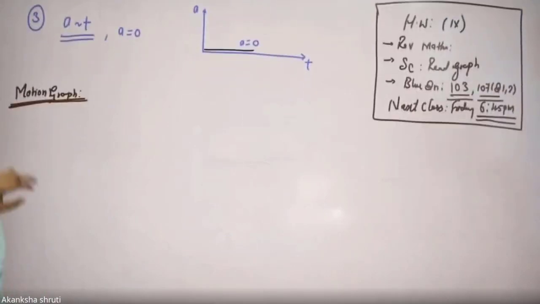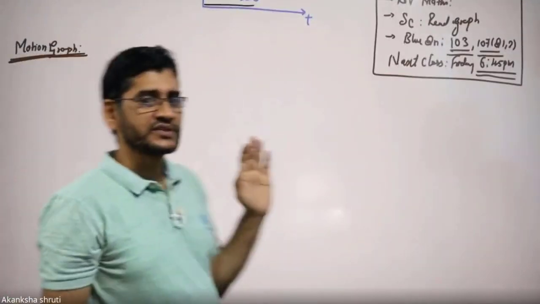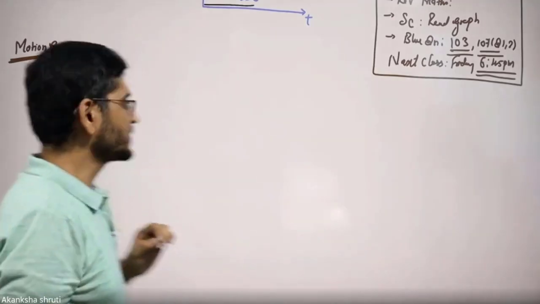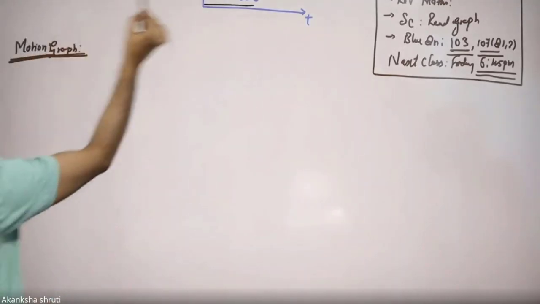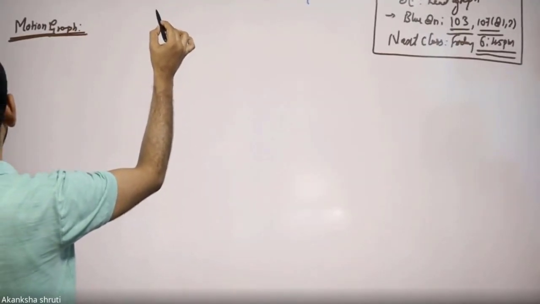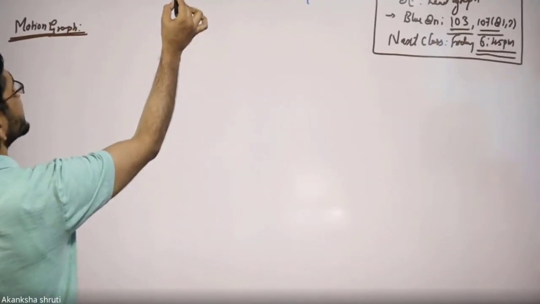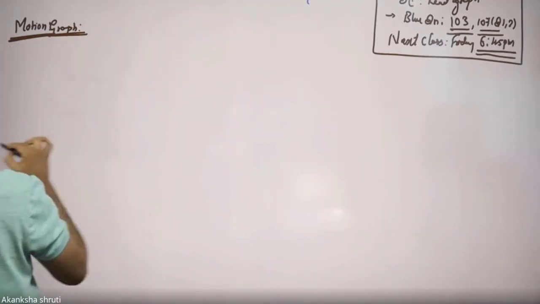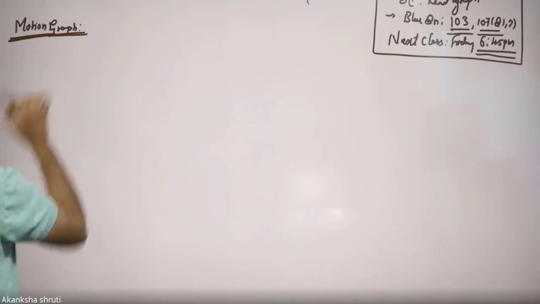Now coming to the motion. Students, the similar kind of graphs, the nature of the graphs, we are just going to plot quickly. So, for the uniform motion and for the non-uniform motion, these two are the possibilities for the body in motion. So we will draw for the uniform motion and non-uniform motion.